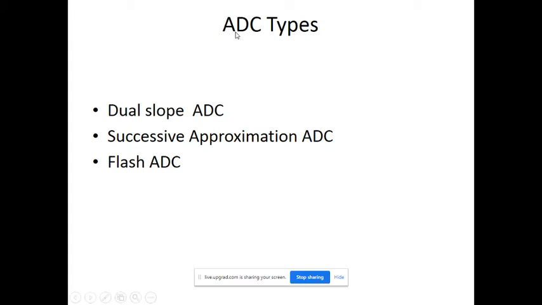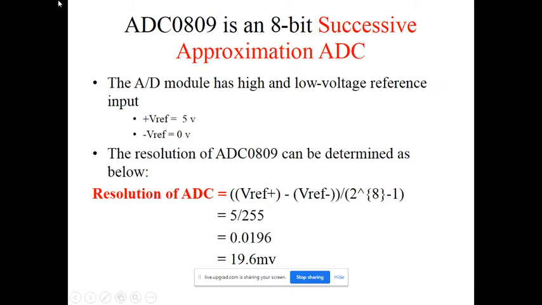Now we know that in second year there are different types of ADCs available, such as dual slope ADC, successive approximation ADC, and flash type ADC. Each one has different features. Each one converts analog data into digital form, but has different advantages and drawbacks. According to our requirement, we choose one of them. In 0808 or 0809 we have a successive approximation type ADC, which converts analog data into digital with the help of successive approximation.